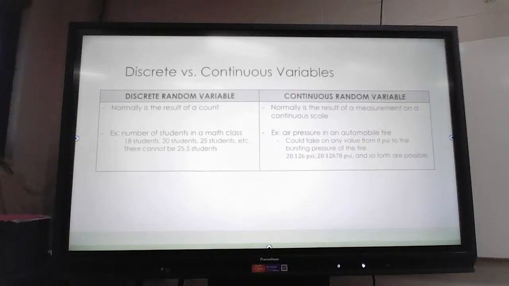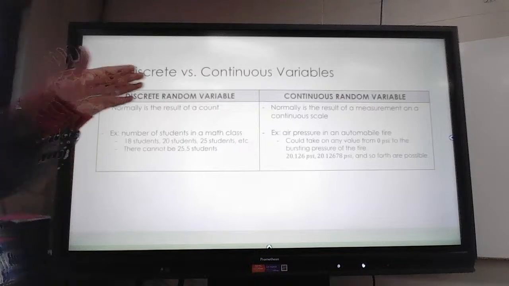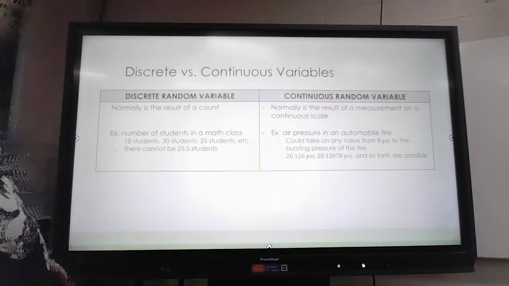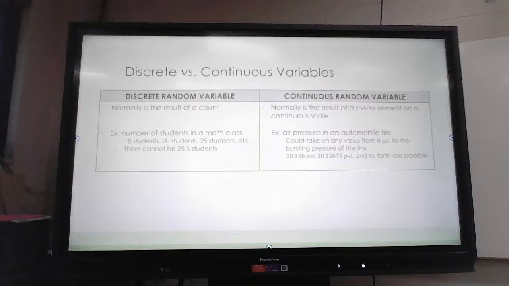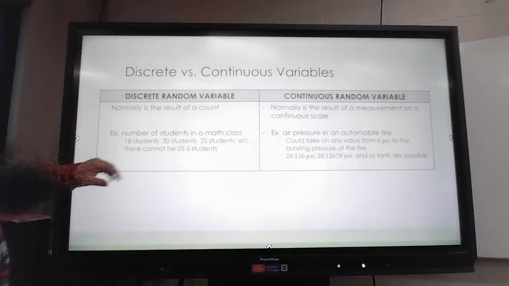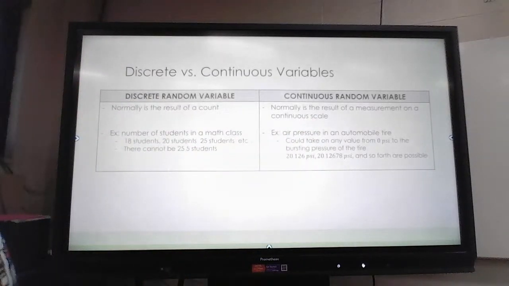When we describe a discrete random variable, it's usually the result of a count. Like, for example, number of students in a math class, right? We describe people, we describe objects for the most part using whole numbers, whereas a continuous random variable is the result of a measurement on a continuous scale, meaning that it can be expressed as a decimal. So both discrete and continuous random variables can be expressed using whole numbers. But the difference is if it can be expressed as a decimal, it cannot be discrete. It has to be continuous.